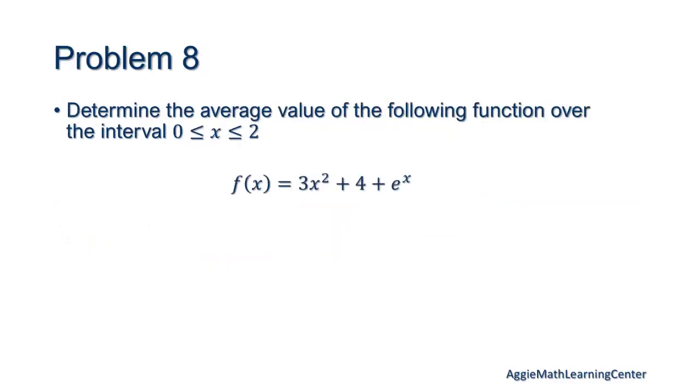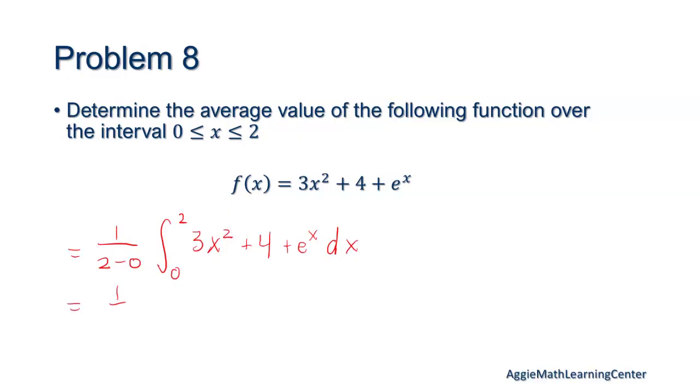We're going to determine the average value of the following function over the interval 0 less than or equal to x less than or equal to 2, and our function is f of x equals 3x squared plus 4 plus e to the x. So we're just going to plug it into that formula that we just had. Our average value is going to be equal to 1 over b minus a, so 1 over 2 minus 0, times the integral from 0 to 2 of 3x squared plus 4 plus e to the x dx. So we're just going to evaluate this definite integral and then multiply it by a half.